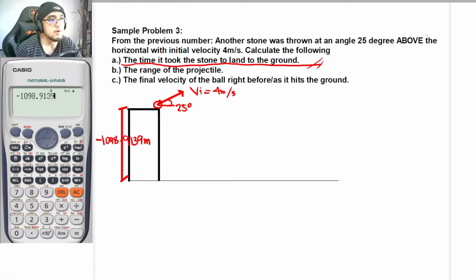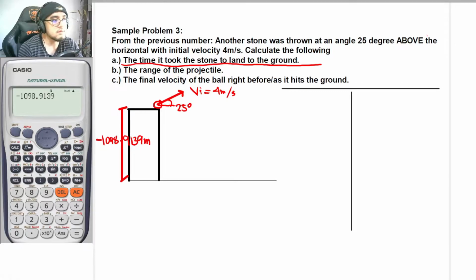Okay, so now we will be determining the time it took the stone to land on the ground. Since we already know this particular value, and once again, if we are analyzing a projectile motion, we can segregate the solution for the x component and of course for the y component. So I will just be drawing here. Let's say that this is for your x component on the left, and this is for the y component.